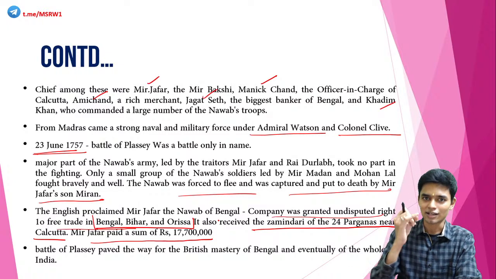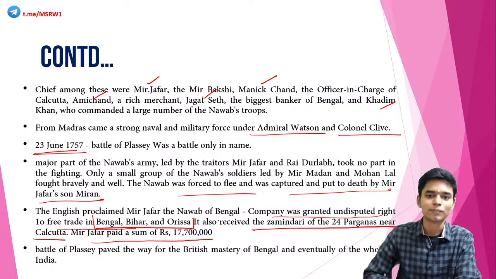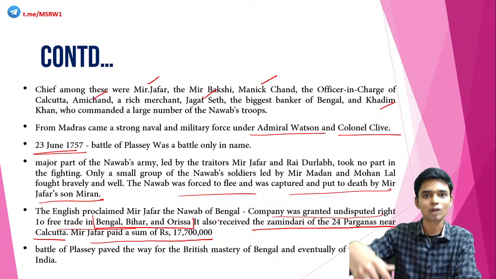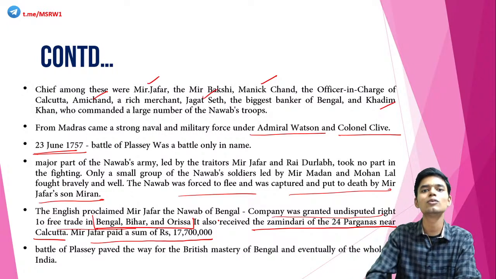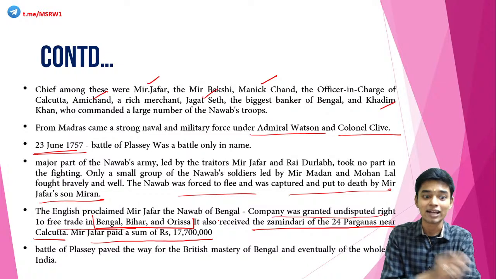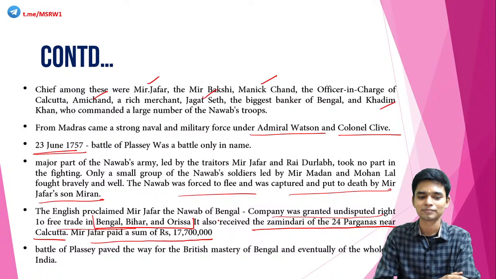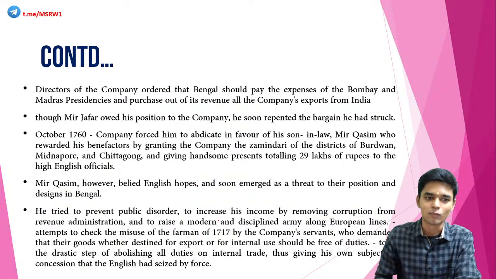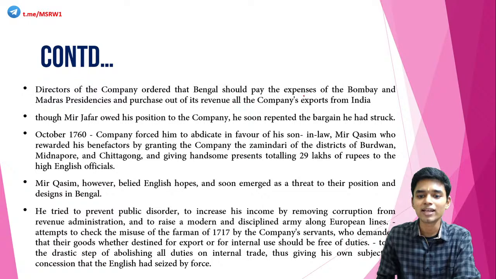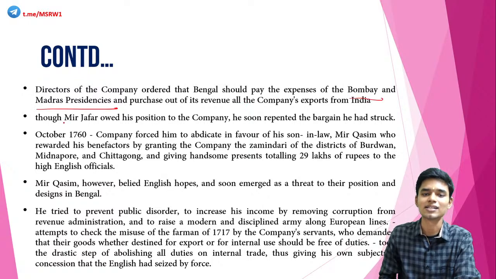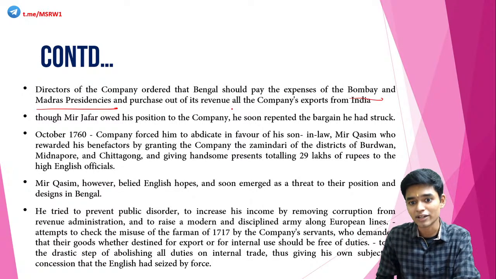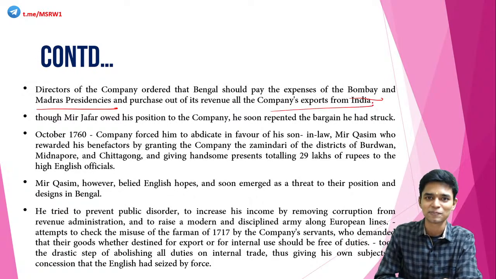Sirajuddaula lost his life. The puppet ruler is Mir Jafar. He thought that he had won the war, but it was actually Britain who was in power, not him. And he understood this folly very quickly. Why? Because the directors of the company ordered that Bengal should pay the expenses of the Bombay and Madras presidencies and purchase out of its revenue all the company's exports from India.